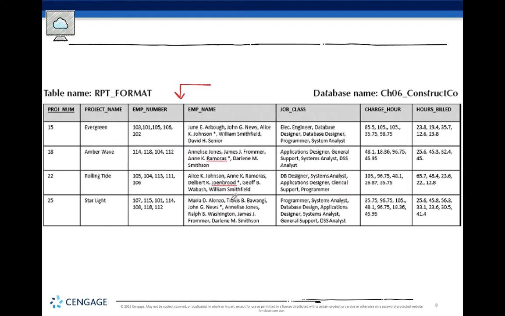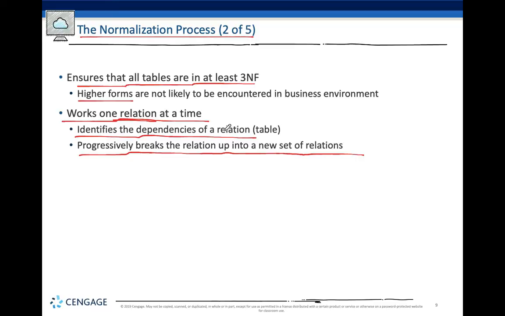An example here would be there are several entities present in this particular table. We have projects, employees, we have jobs, we have the hours billed, and so on, right? So we have about 2 or 3 entities here. Normalization will break this up, as the slide says. It identifies the dependencies and then progressively breaks the relation up into a new set of relations. Okay.